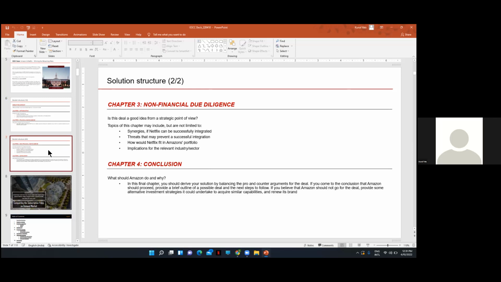And lastly, a conclusion as to what Amazon needs to do if it should go ahead with the transaction. What are the next steps if it is not? Then what are the next steps? And sort of giving a direction to Amazon's future course of action.